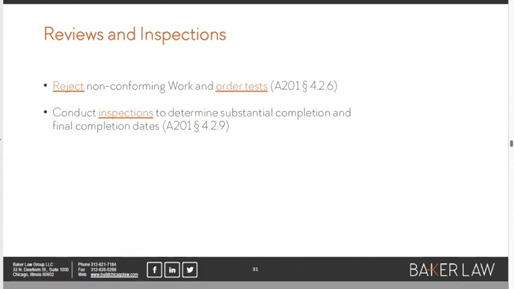There are a few occasions where the word inspection is used, okay? Another instance where the A201 empowers the architect to act as the owner's limited agent is making inspections to determine the date of substantial completion and final completion. Another instance where the A201 empowers the architect to act as the owner's agent is to reject work which is non-conforming, and to order tests when necessary, right?